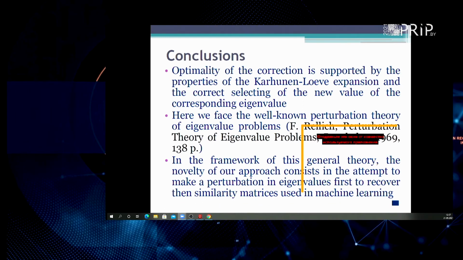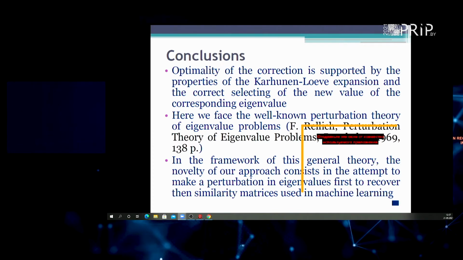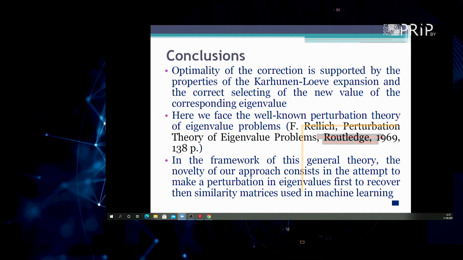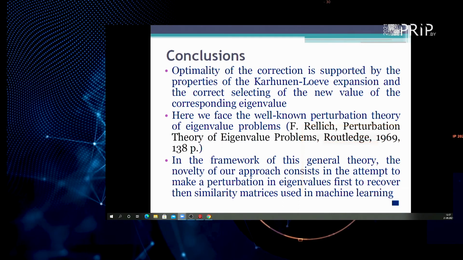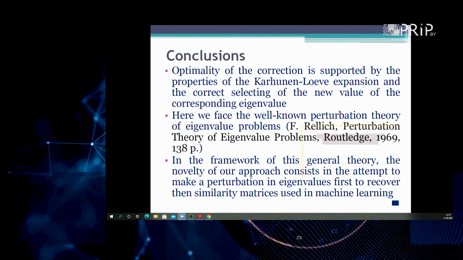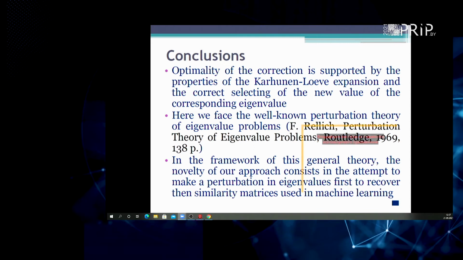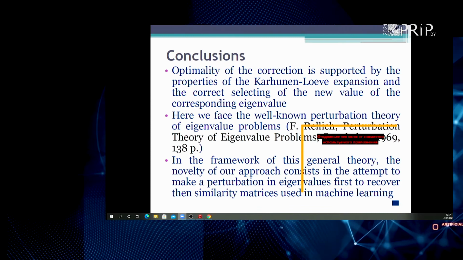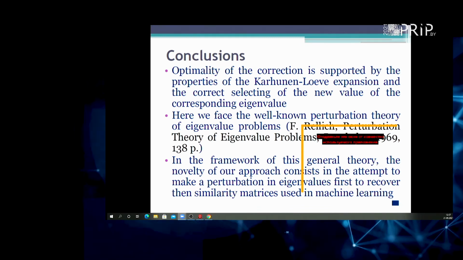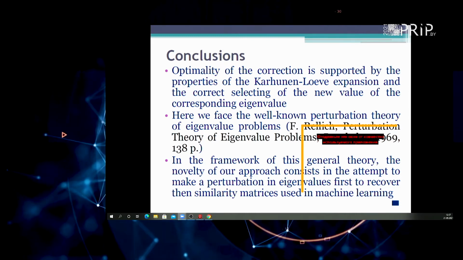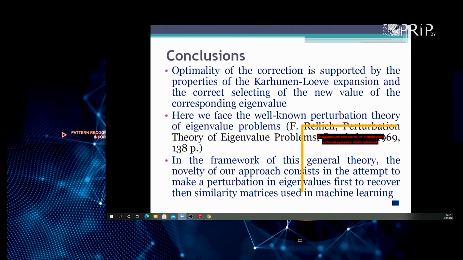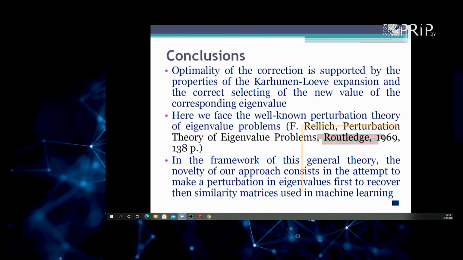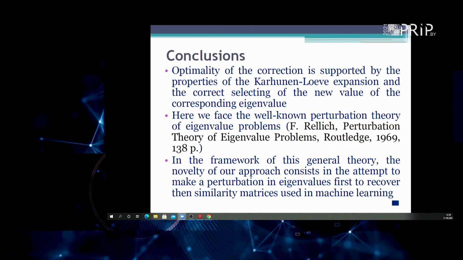So what does it mean as a conclusion? Optimality of the correction is supported by the properties of the cardinal law of expansion and the correct selection of the new value of the corresponding eigenvalue. Here we face the well-known perturbation theory of eigenvalue problems. This is one of the first publications of Rayleigh. In the framework of this general theory, the novelty of our approach consists in the attempt to make a perturbation in eigenvalues first, and then to recover the similarity matrices used in machine learning. That's all. Thank you for your attention.